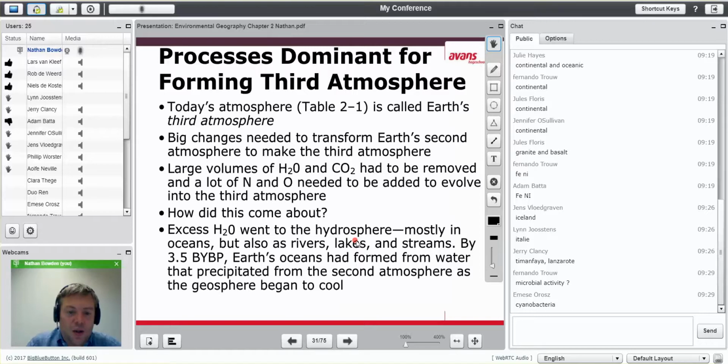So an excess of H2O went to the hydrosphere. A lot of the water condensed as it cooled down, and by 3.5 billion years before present, Earth's oceans had formed from water that precipitated from the second atmosphere as the geosphere began to cool down.